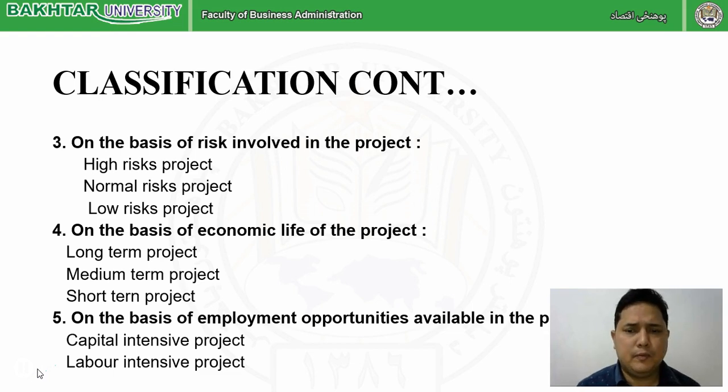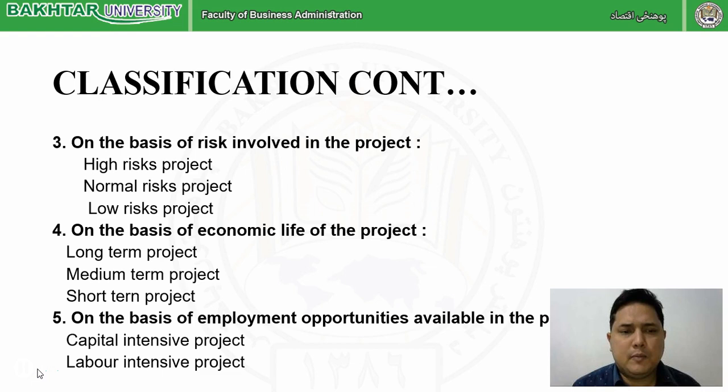In a normal risk project, we know this type of uncertainty will come, this type of risk will come, and we will take this type of action accordingly. And low risk projects are basically those where the risk is very little and the reward is also less. They are some day-to-day projects which are very common in the field, very common in the nation. They are on the basis of risk.